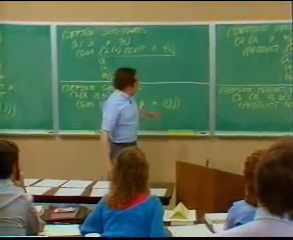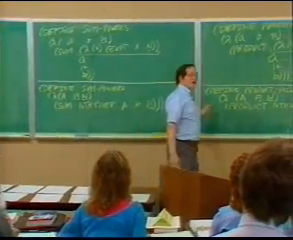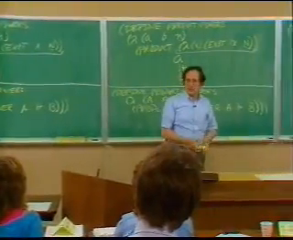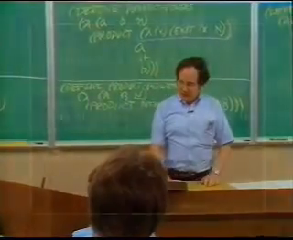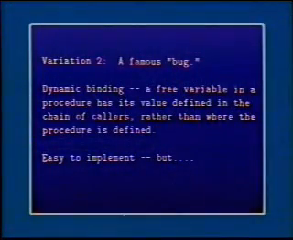Well, the desire to make this work has led to a very famous bug. Okay? I'll tell you about the famous bug. You look at this slide. There's an idea called dynamic binding, where instead of the free variable being interpreted in the environment of definition of a procedure, the free variable is interpreted as having its value in the environment of the caller of the procedure.